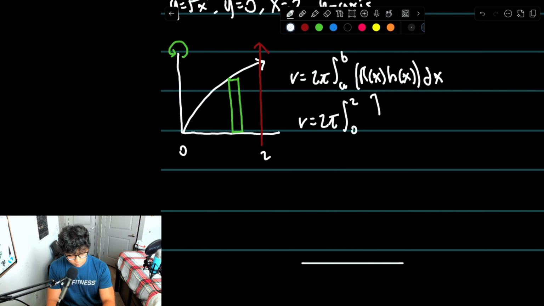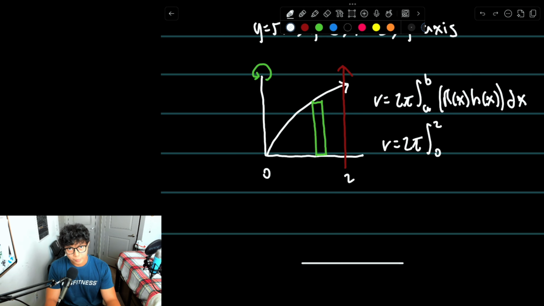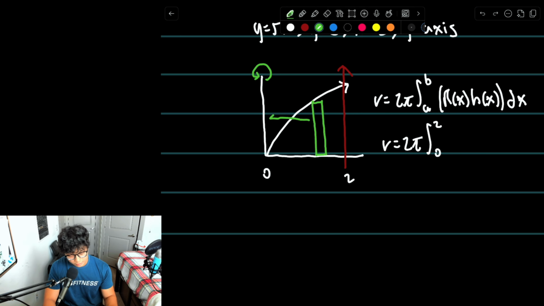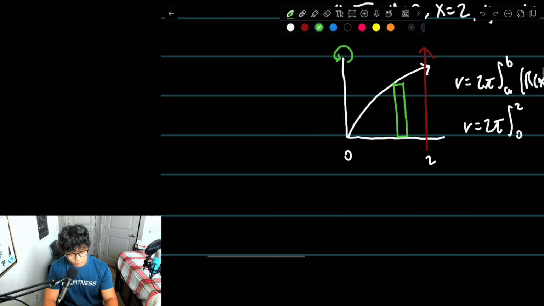But what is our radius? Well, the first thing I want you to remember is that our radius is going to be the distance from our rectangle to the axis of rotation. Always remember that. And visually, this doesn't really make sense, so I'll draw the opposite side.